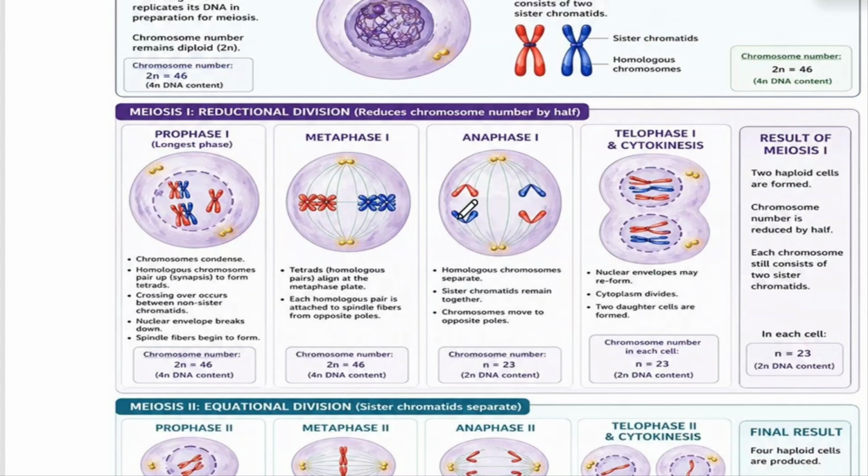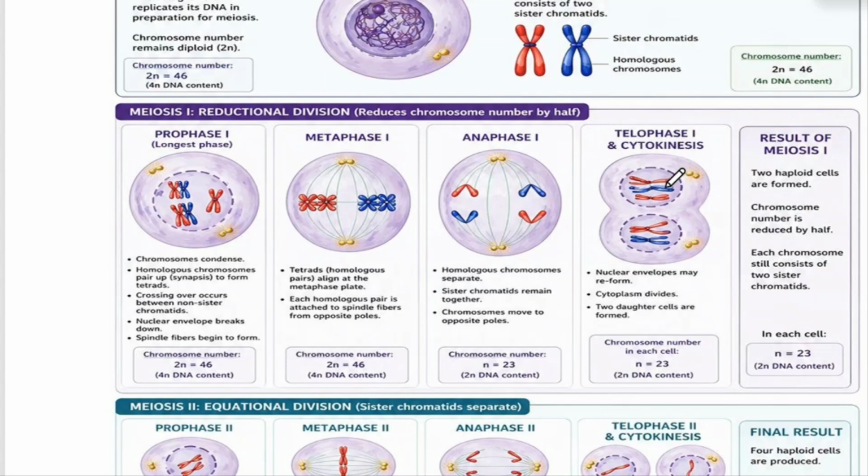And they move toward the opposite pole. This is what reduces the chromosome number. So here it reduces the chromosome number from 46 to 23 chromosomes later in telophase 1.